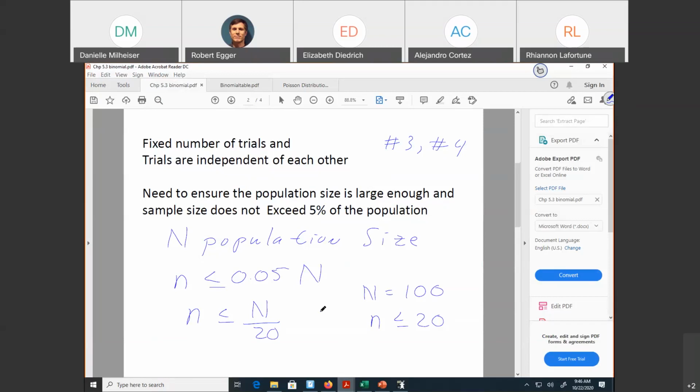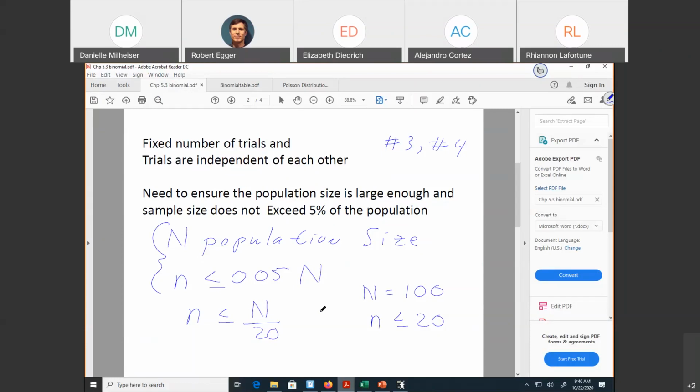If it's bigger than 20, you've got to do more of a normal approximation then. All right. So you also got to check that. Hey, I'm drawing a sample. I'm looking at 30,000 people. I want to do a sample of 500. Well, it's 30,000 divided by 500, that's more than 20. Then you can't use binomial.